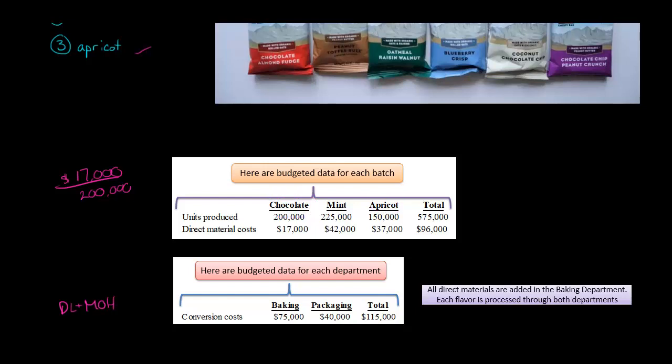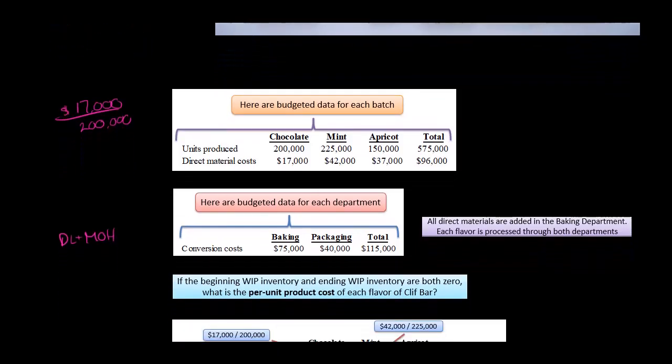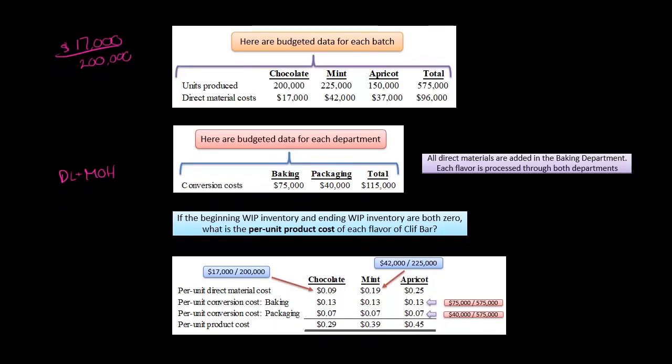So when we go to calculate the cost per unit of a chocolate Clif Bar, we're going to take not only the 17,000 divided by 200,000, which is the direct material cost per unit, but we're going to take the conversion cost. We're going to take 75,000 and divide it by the total, not by the amount of chocolate Clif Bars, but by the total, okay? So that's going to give us the baking cost per unit, and then we're going to get the packaging, we're going to have 40,000 also divided by the total number of Clif Bars. So that's going to give us the cost per unit for the conversion costs for baking and packaging.